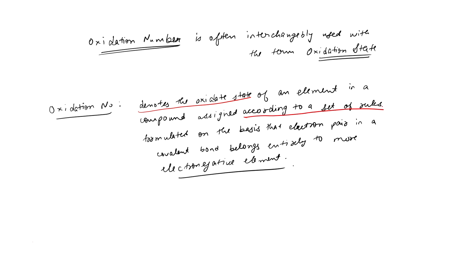Those rules we will discuss in the upcoming slides. This oxidation number denotes the oxidation state of an element in a compound according to what? According to a set of rules. And how have this set of rules been formulated? The set of rules have been formulated on the basis that the electron pair in a covalent bond belongs entirely to the more electronegative element.